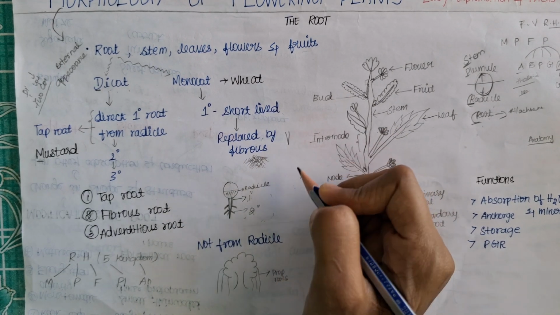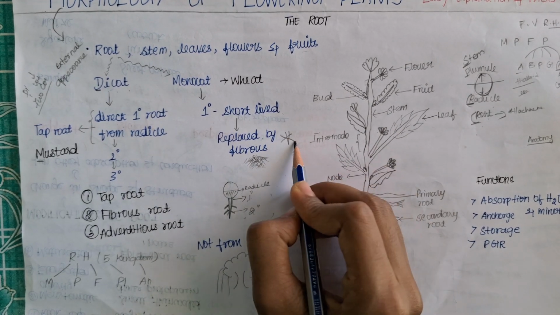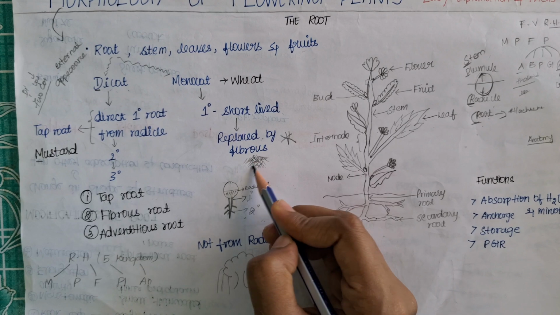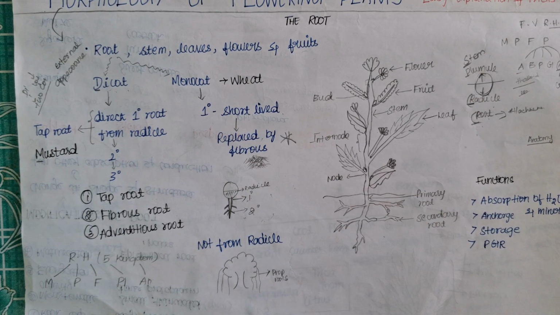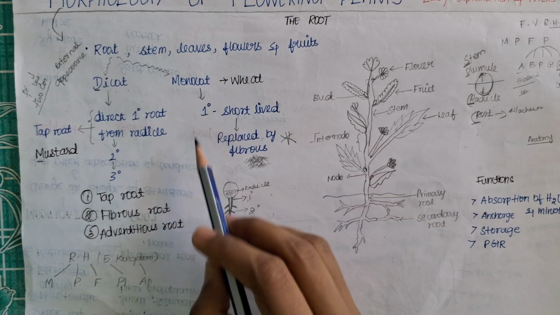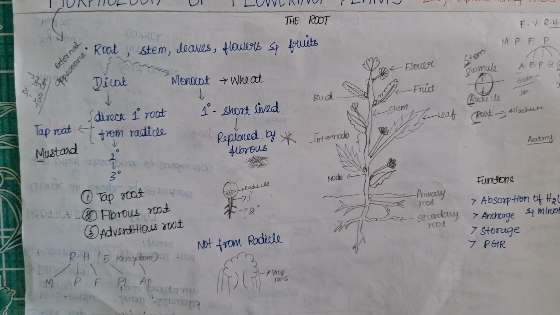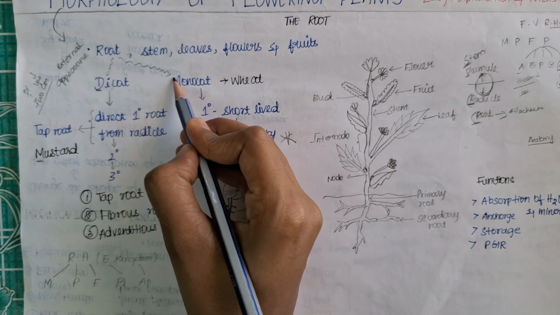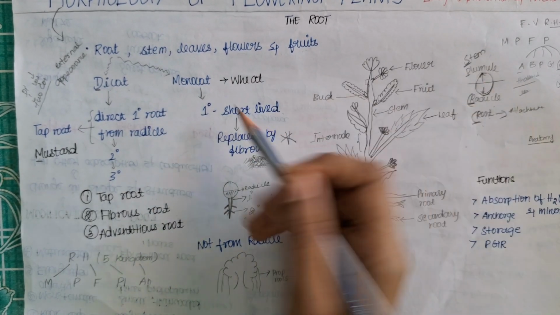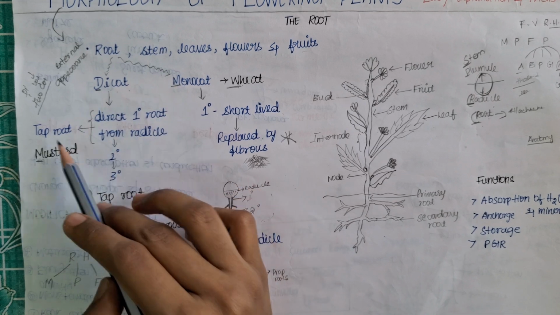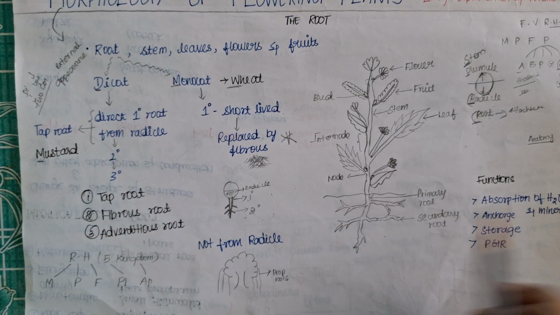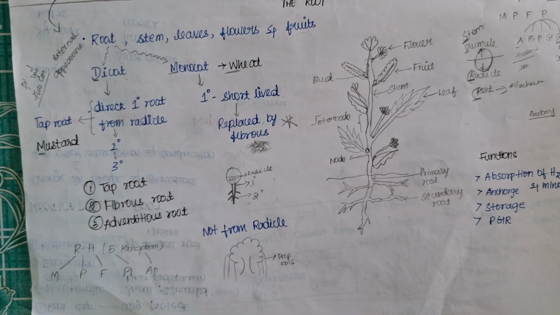Let's say this is a primary root. After some time, it will disappear, okay. Then this kind of fibrous root will be formed in your root system, okay. So this kind of root is called your fibrous root, and the example for that will be wheat. This also you can easily remember. M, when you reverse it, W. So monocot wheat, right? Dicot mustard. Clear about your fibrous root?